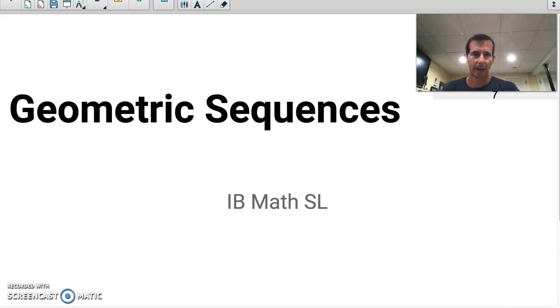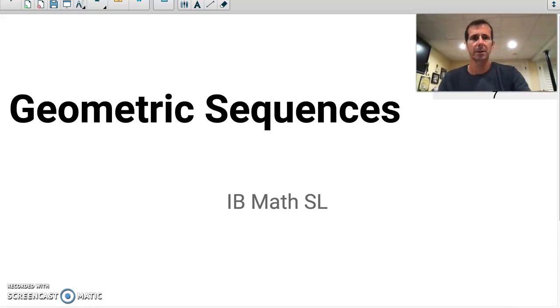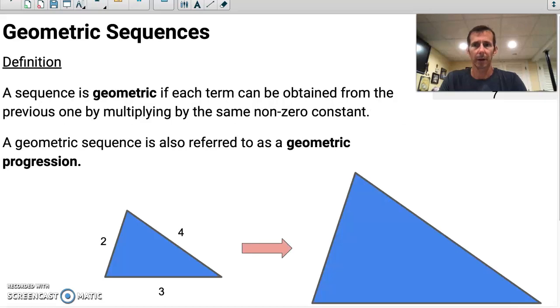All right, welcome to geometric sequences, which will have some similarities to the arithmetic sequences that we already learned about, but there will also be some differences. I will start by telling you the definition of a geometric sequence. The key for geometric sequences is that each term is obtained from the previous one by multiplying by the same non-zero constant. In arithmetic sequences, you added the same value to get the next term. In geometric sequences, you multiply to get the next term.